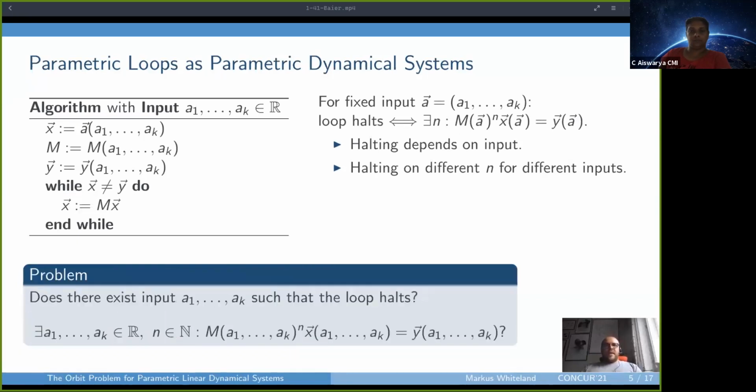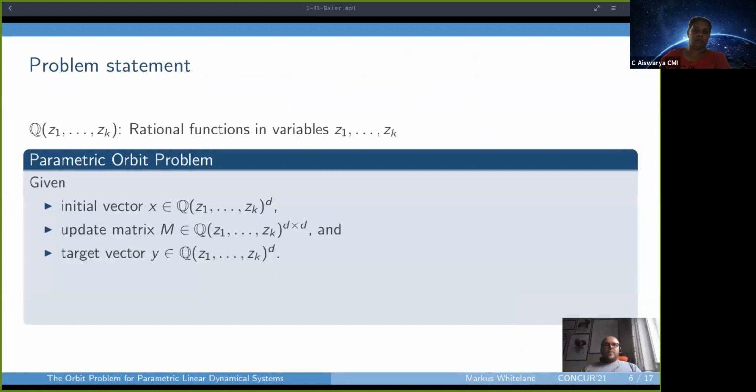The problem we study in this paper is motivated by this more general question. Does there exist input a1 to ak such that the loop halts? Namely, does m to the n applied to x equal y when m, x, and y are initialized according to the input? We now formulate the problem precisely.